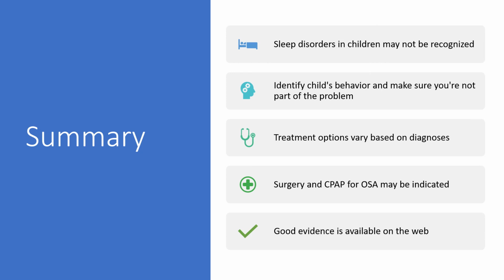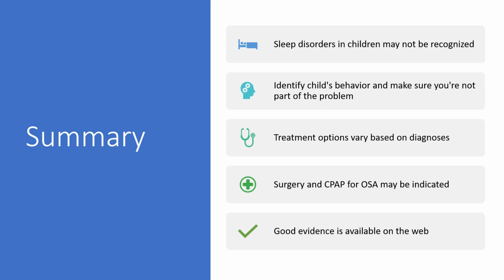In summary, sleep disorders in children may not be recognized. You may just think that this is normal behavior of a child, but understand that sleep disorders do exist with children, and the sooner you understand what's going on, the better. You should identify your child's behavior and make sure that you're not part of the problem. In other words, if you don't set boundaries about sleep time and sleep hygiene techniques, you can't blame the child. You could blame the parent. If you take the child to bed with you every night and the child ends up having some kind of sleep disorder, you're the cause.